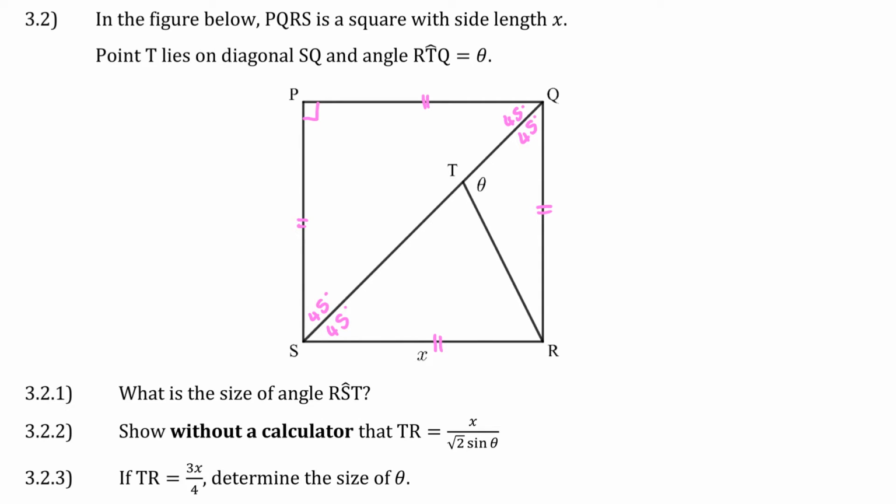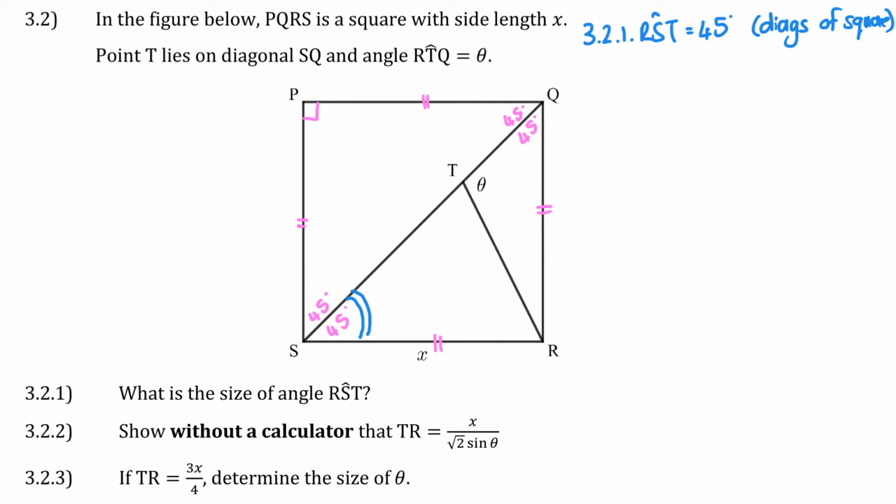Point T lies on diagonal SQ, and the angle RTQ is theta, and all of that is on the sketch. So let's get to answering the questions. 3.2.1 says, what is the size of angle RST? RST is this angle here. And I can see straight away that it is 45 degrees. So 3.2.1, RST is 45 degrees. And let's add a reason in. Diagonals of square.